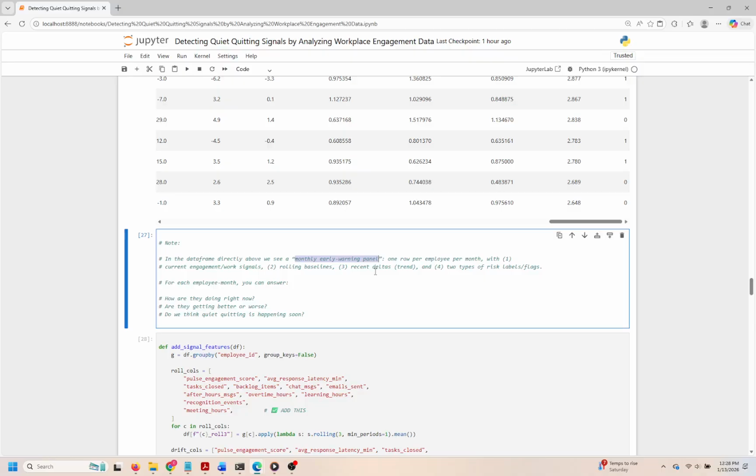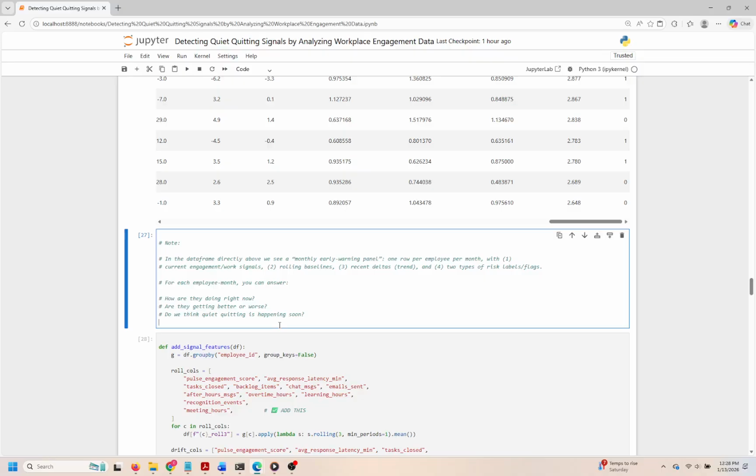It highlights current engagement and work signals, which tell us how engaged an employee is at the moment. In addition, we see rolling baselines that allow us to gauge how these signals compare to previous data, giving us insights into trends. Recent deltas inform us about the changes in engagement over time. In simpler terms, are employees getting better or worse in their work satisfaction?